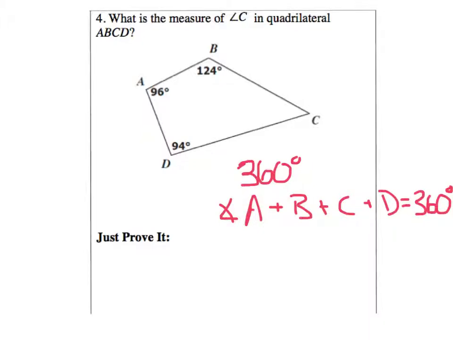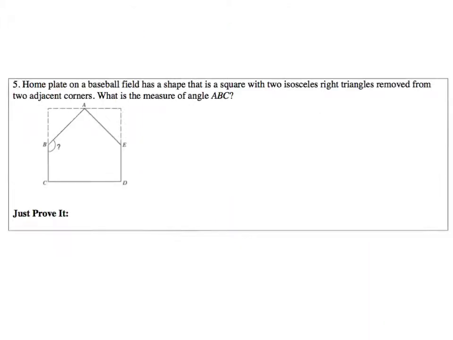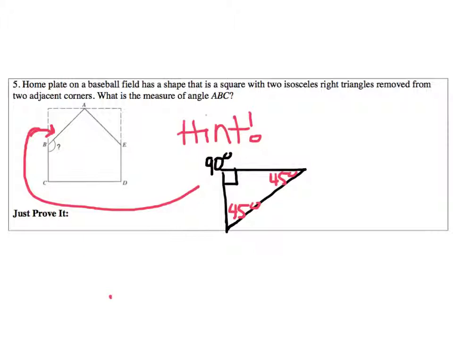Ready, pause. Problem number 5 I'd also like you to try on your own. So pause the video, try number 5, and hit play if you get stuck. Ready, pause. Here is your hint. In an isosceles right triangle, one angle is 90 degrees, one angle is 45, and the other angle is 45.